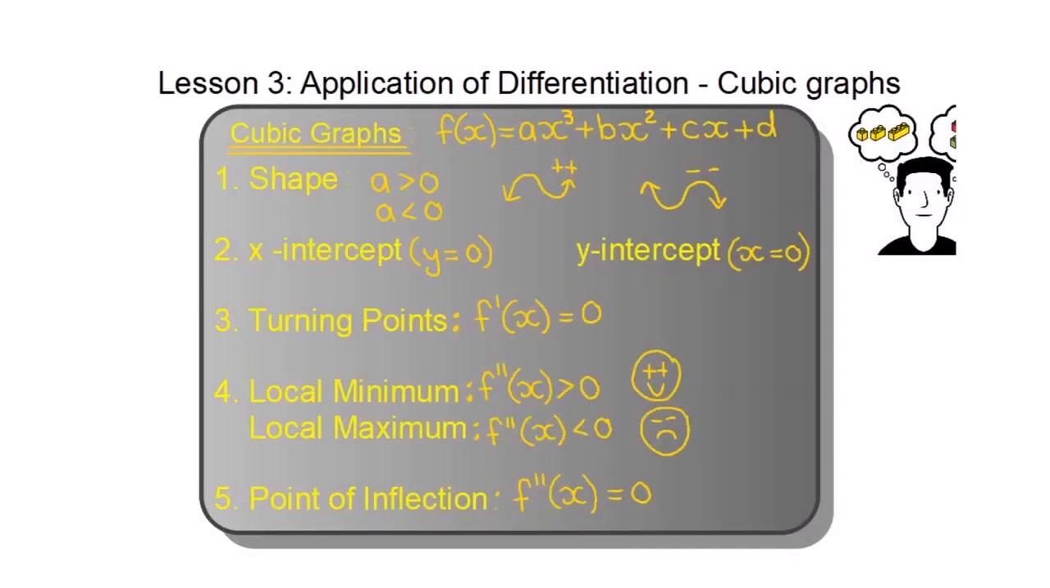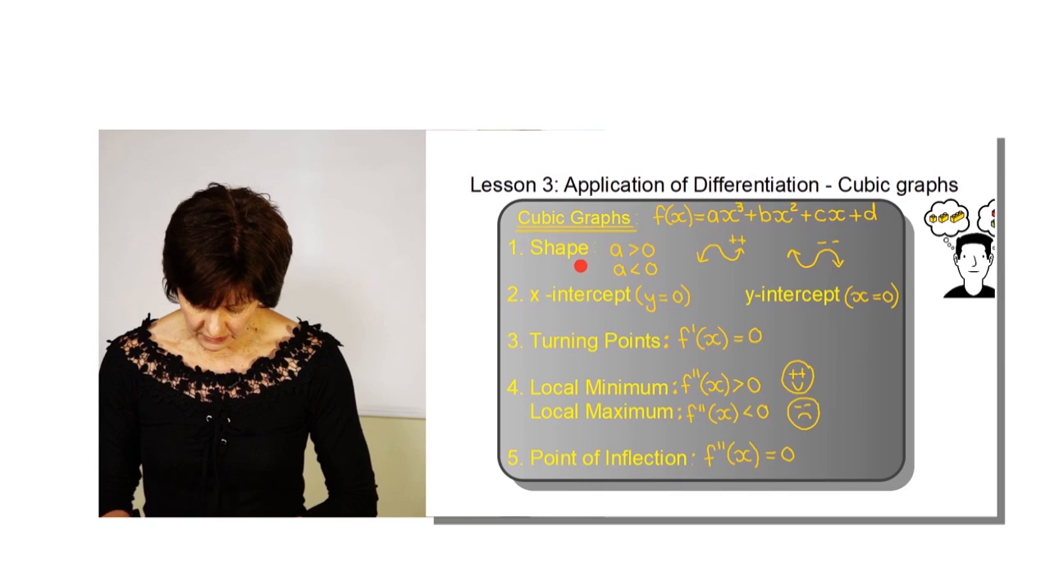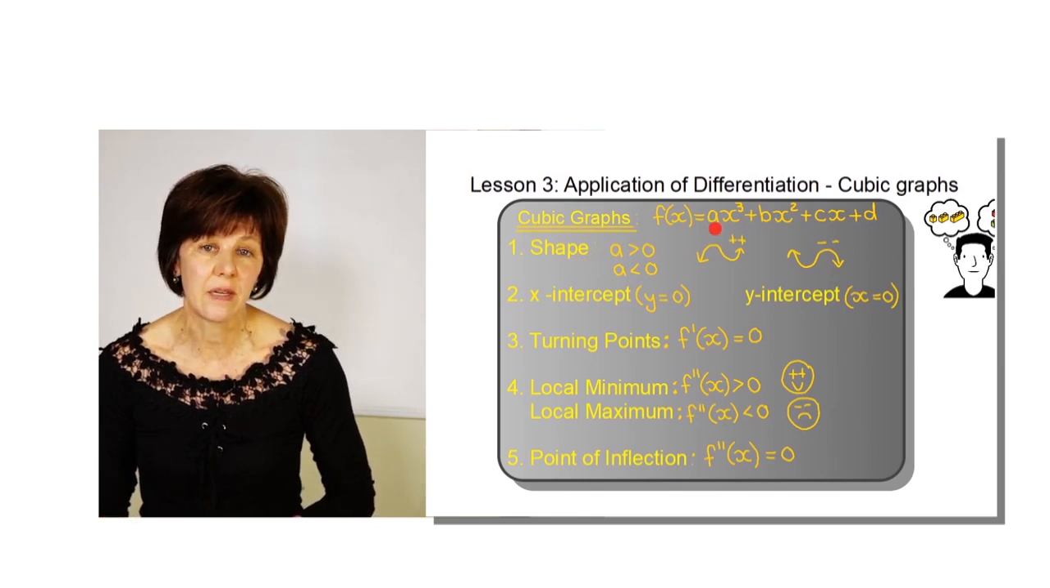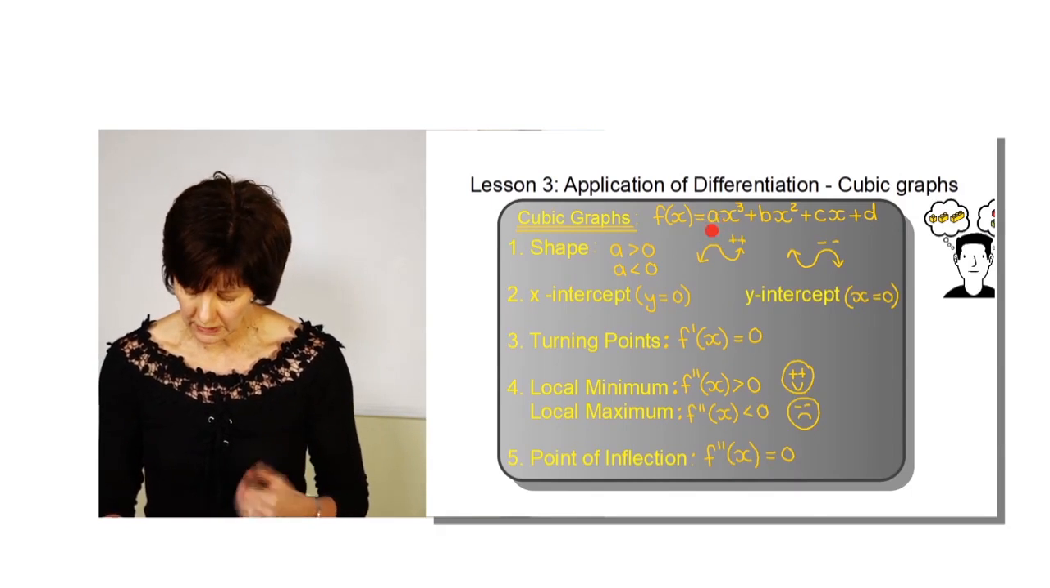The first thing you should know is the shape. Let's start with the basic form of a cubic graph. Cubic graphs can be written in the form ax cubed plus bx squared plus cx plus d. Now, b, c, d can be 0 as well, but there must be at least an x cubed. So, if I want to know the shape of this cubic graph, I can look at the a value, the value in front of the x cubed.